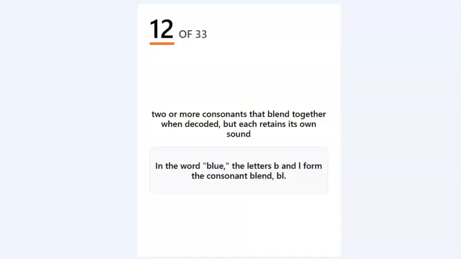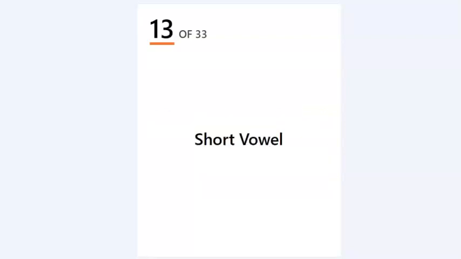Consonant blend. 2 or more consonants that blend together when decoded, but each retains its own sound. In the word blue, the letters B and L form the consonant blend, bl.